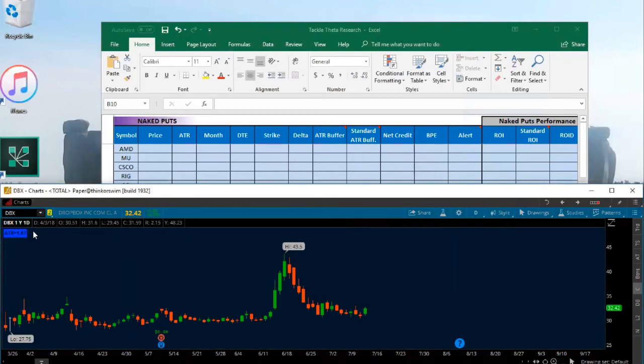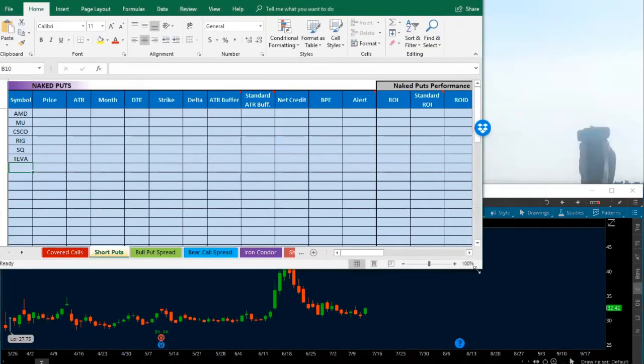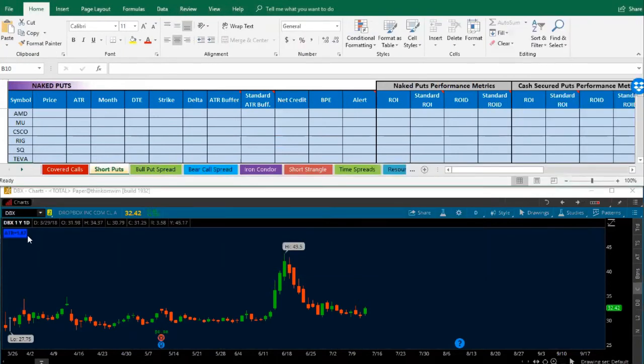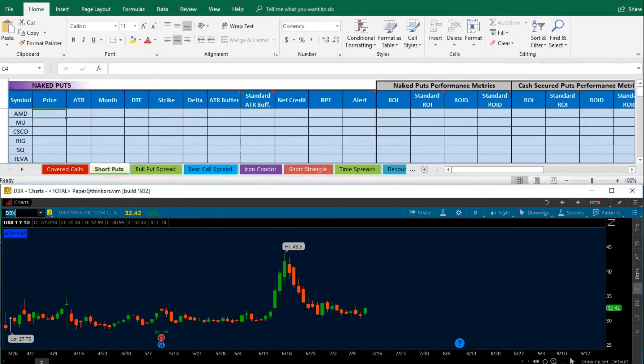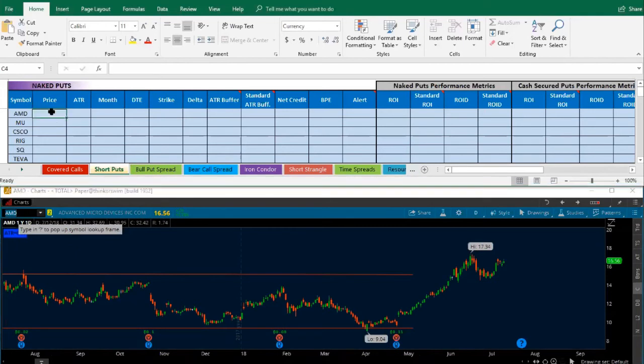So let's start with AMD. Now, most of you know how to find and gather this data, but let's all look real close here, okay? Let's put in the chart right here. The price, $16.56. The ATR, 0.59. You can have your charts up and double-check this as we go.